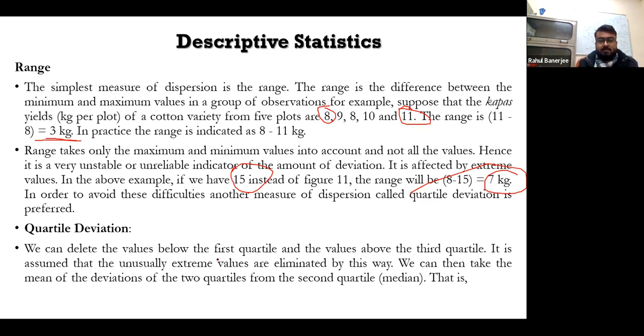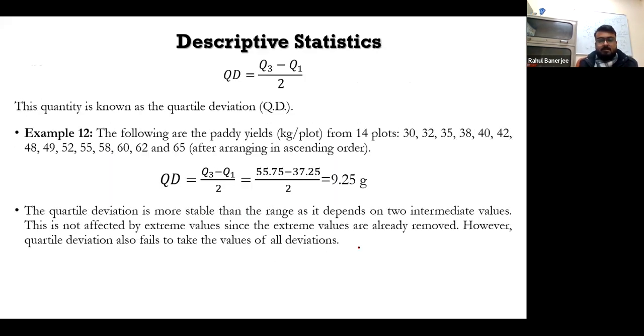Then we have quartile deviation. Quartile deviation is nothing but this formula. We find the third quartile and the first quartile, and we divide the difference by 2. So these are the paddy yields from 14 plots. Suppose the third quartile obtained is this one, 55.75, and this is the first quartile obtained. If you subtract and divide, this is the quartile deviation.